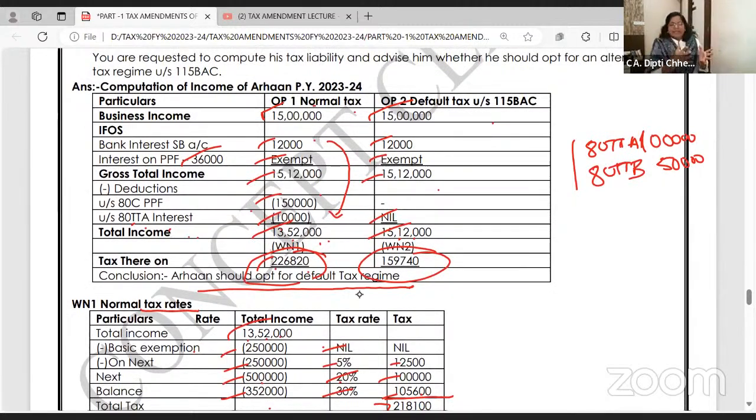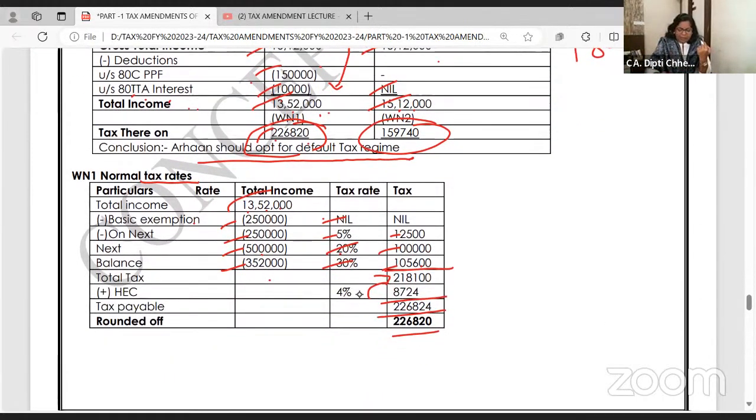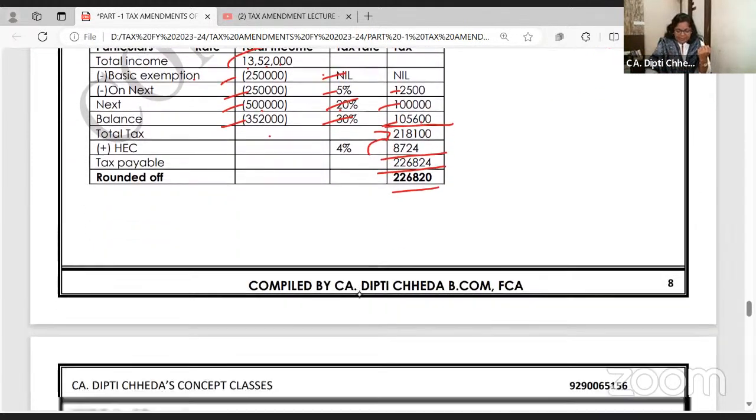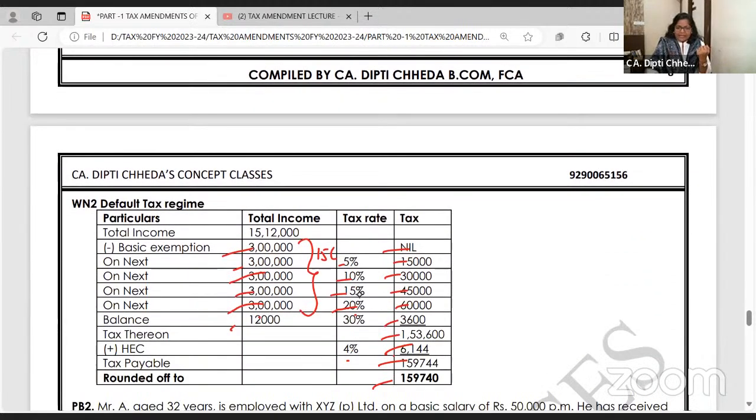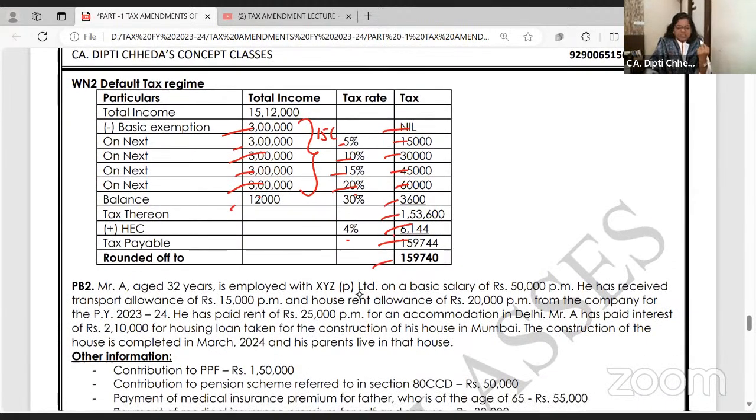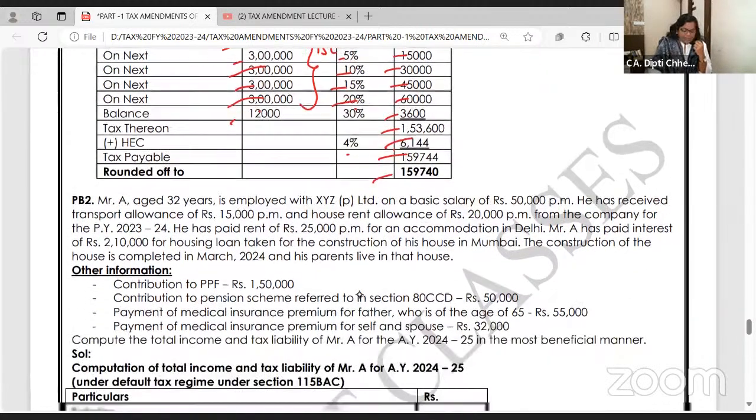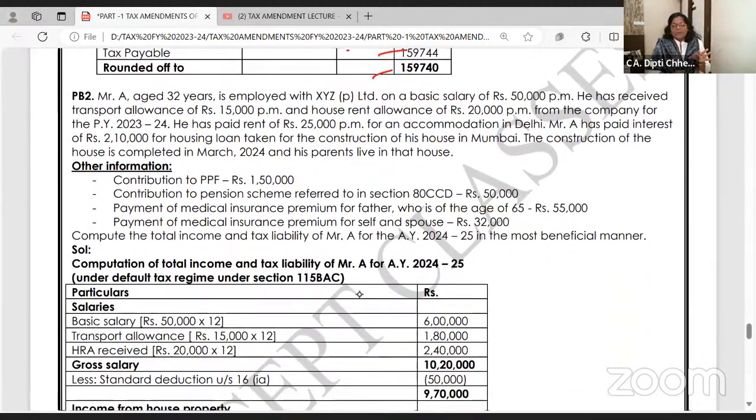So first calculate the income with all the deductions; in default, without all deductions and all. And then on normal income, calculate tax as per normal slab rates. In default, you calculate as per 3 lakh and all this. And whichever is beneficial, go for it. This is the level of the problem exactly you can expect.